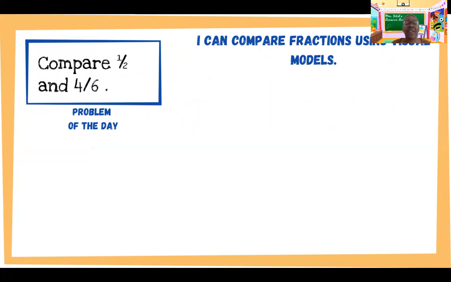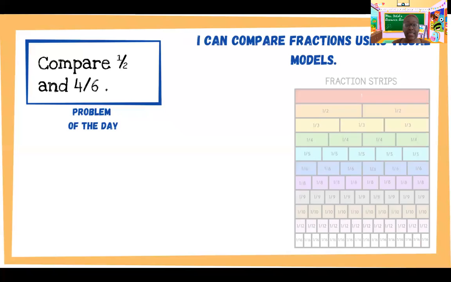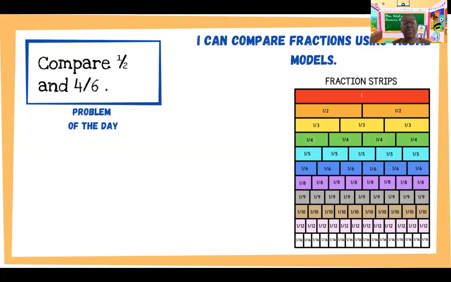Today, the fractions that we're going to compare are half and 4/6. And again, we're going to be using fraction strips. So let's start by representing 1/2. Which fraction strip will we use to represent a half, and how do you know? That's right, we're going to use the orange strips. How many of those orange strips do we need? You guessed it, we only need 1.